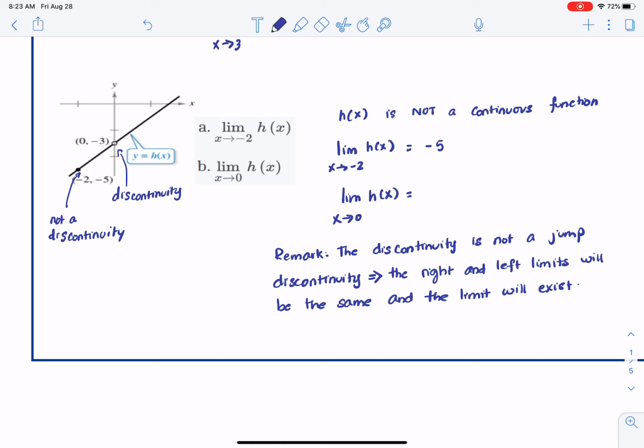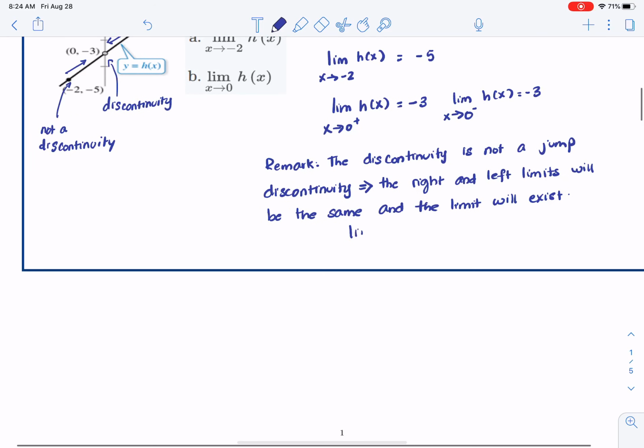So limit x approaches 0 from the right-hand side, it is getting closer and closer to minus 3, and limit x approaches 0 from the left-hand side, it is approaching minus 3. So they are the same. So limit x approaches 0, h of x would simply be equal to minus 3.